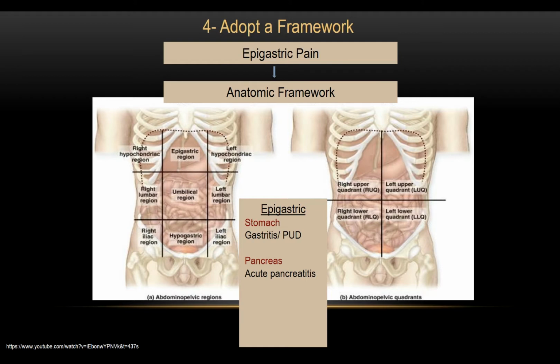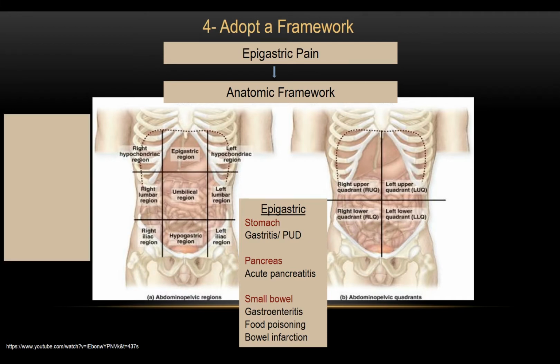Don't forget, this pain is an acute one. And it can come also from the small bowel, from the intestines. Maybe you have gastroenteritis or food poisoning or even bowel infarction. So these are the organs that we have in the epigastric region. But don't forget that the pain might be coming from the right side. What do we have on the upper right quadrant of the abdomen? We have the liver. It could be hepatitis, it could be a liver abscess. We have the gallbladder. Maybe you have stones or cholecystitis or just simply biliary colic.